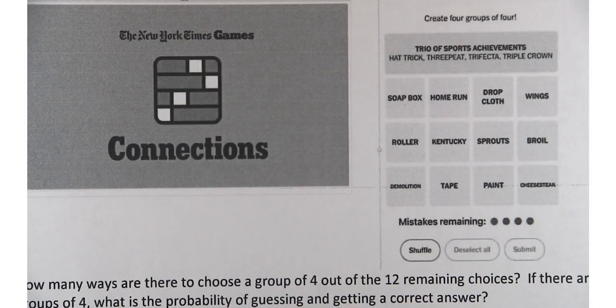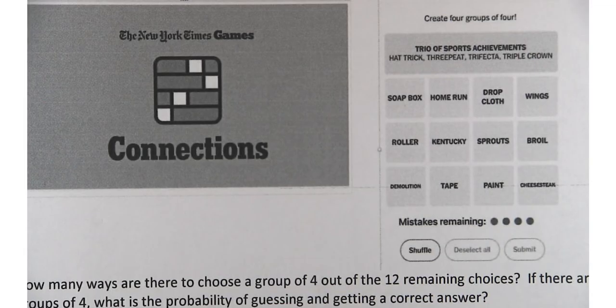How many groups of 4 could I choose? If I just had no clue, how many groups of 4 could I choose? What would it be? Is that a permutation or a combination? Is it a permutation? Does order matter?